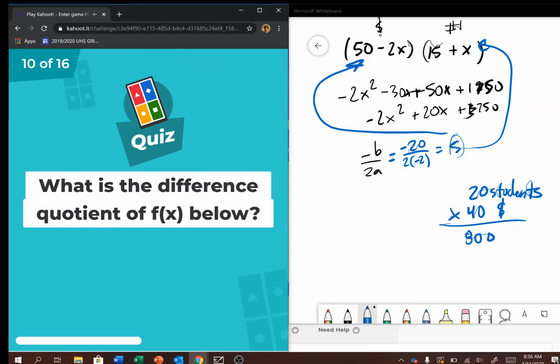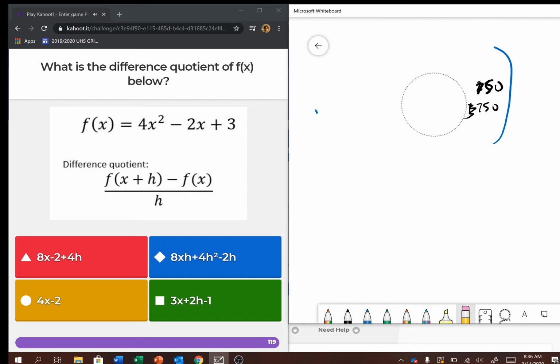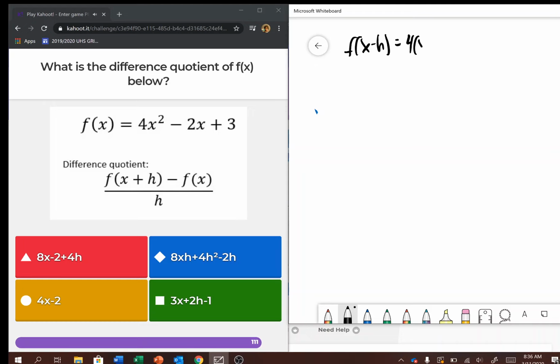What is the difference quotient? Oh, the difference quotient. Okay. Alright, so first I've got f of x. What is f of x plus h? f of x plus h is going to be 4 times x plus h, quantity squared, minus 2 times x plus h, plus 3.